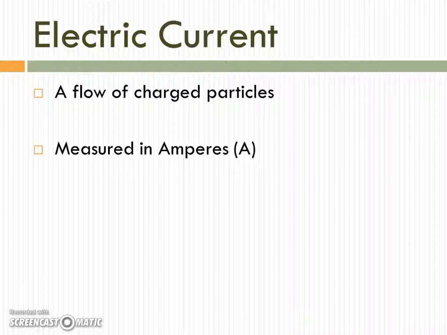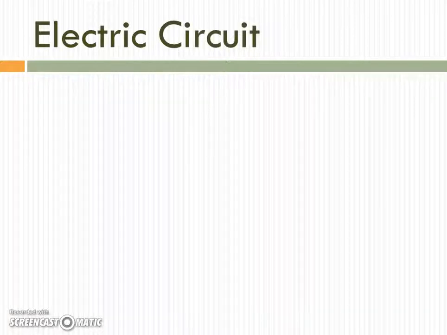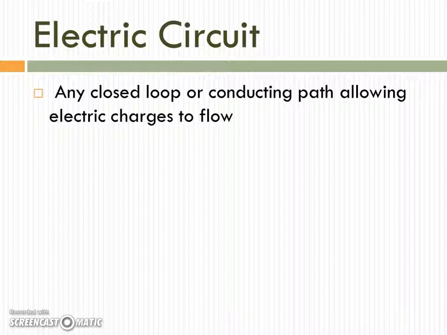Current is going to be measured in amperes, capital A. So if you see 10A, 10 amps for short, that is your current for your problem. Electric circuits are any closed loop or conducting path that allows electric charges to flow through it.